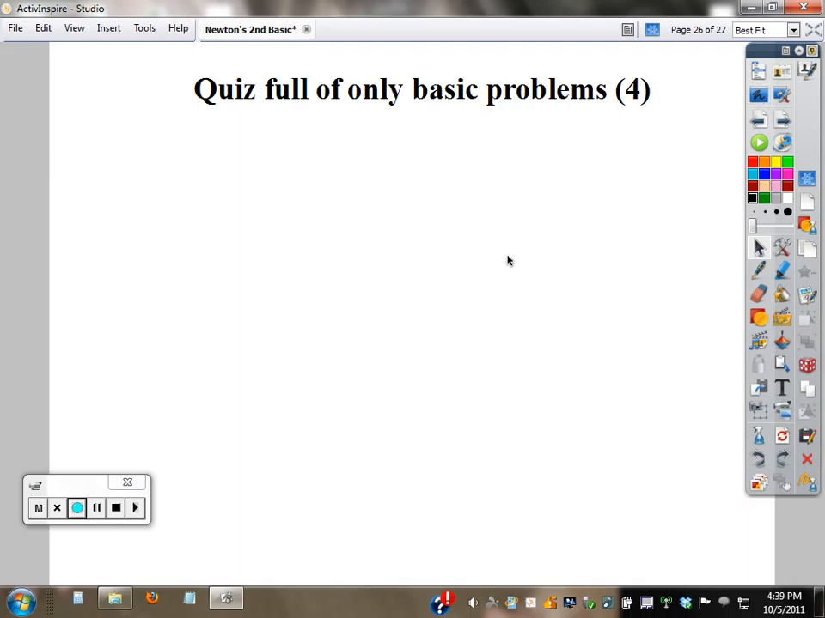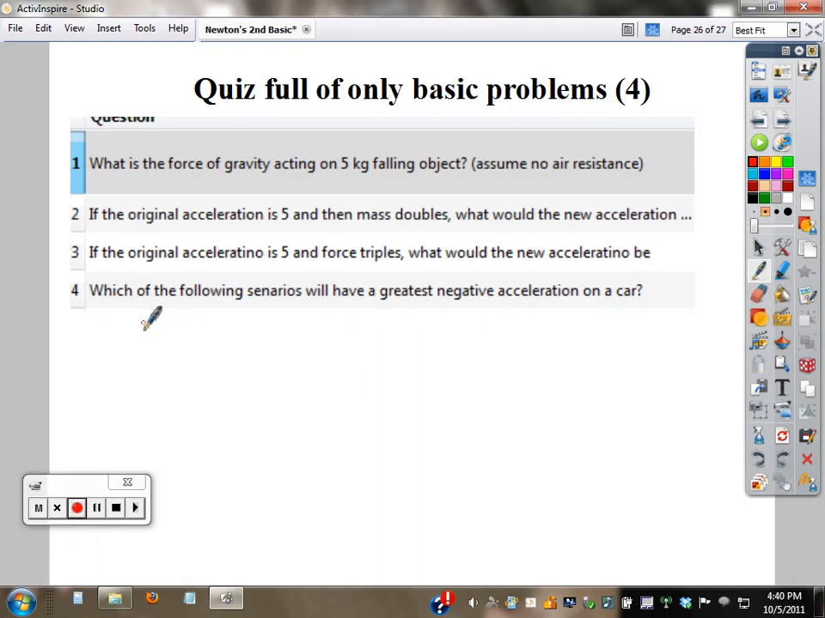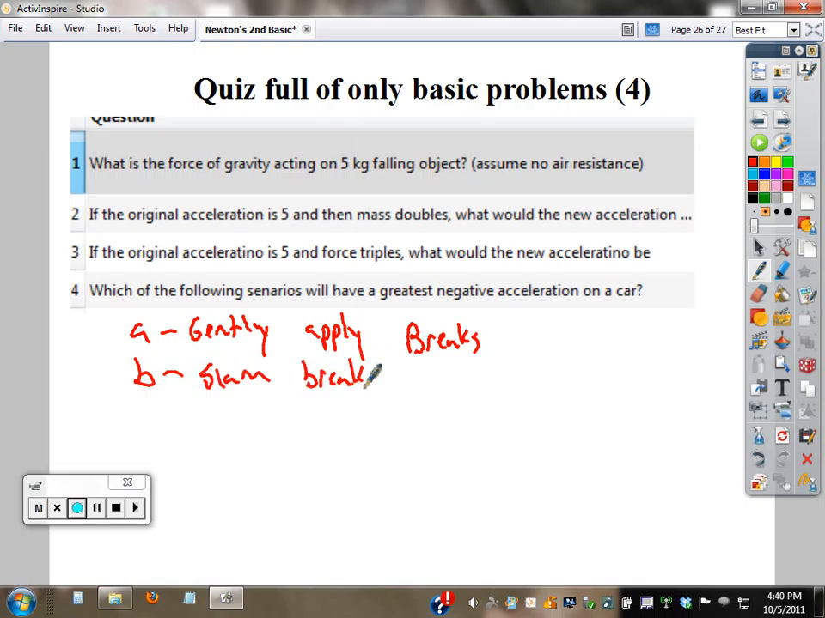Alright, there's a quiz. I think I can show you how to take it. Can you wait a second? I'm going to pause it. Okay, using yesterday's notes, solve these questions. And for number 4, A is gently apply brakes, B is slam brakes, and C is hit the wall. So answer these, pause the video, and then I'll give you the answers right now. So pause it if you don't want to see them yet.